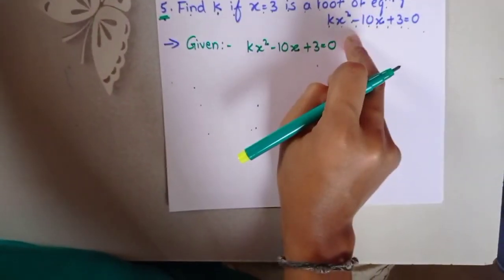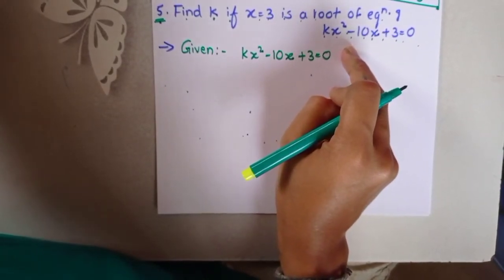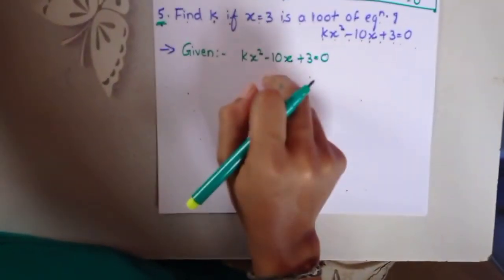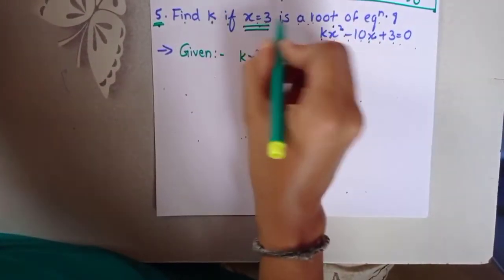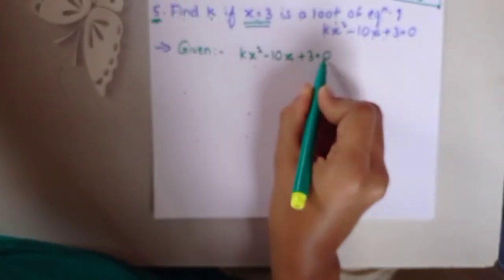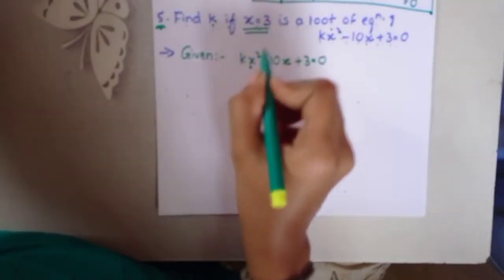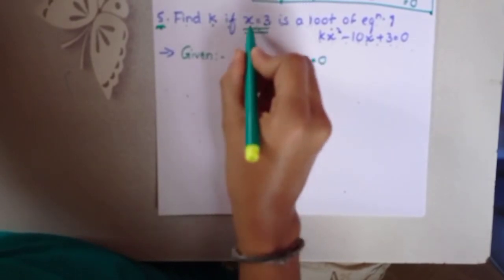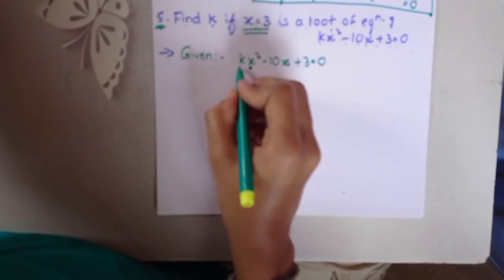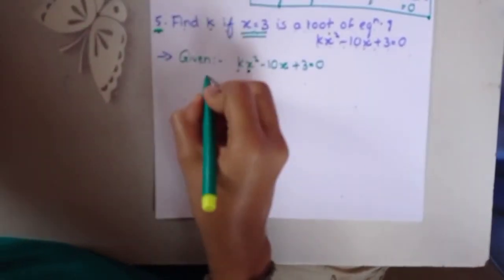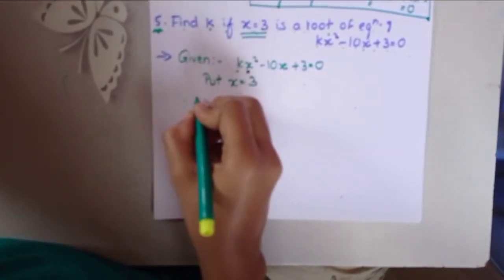By reading this question, you may get a doubt about what we have to find and where we have to put this value. Here they have given x is equal to 3 is a root. A root means it satisfies this equation, that is, the value of x from this equation is 3. Then by putting x is equal to 3 in this equation, we can find the value of k. Now put x is equal to 3.